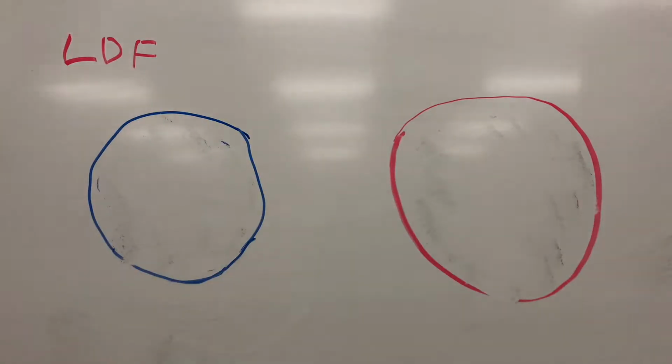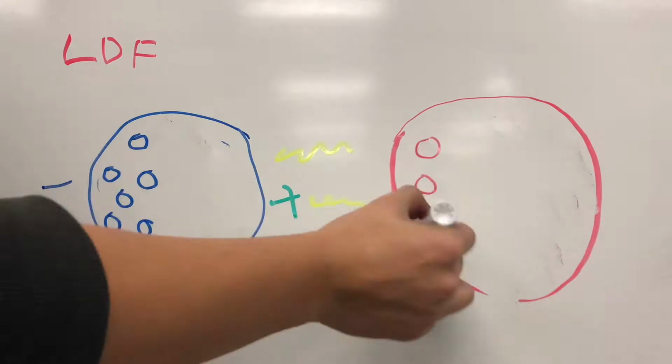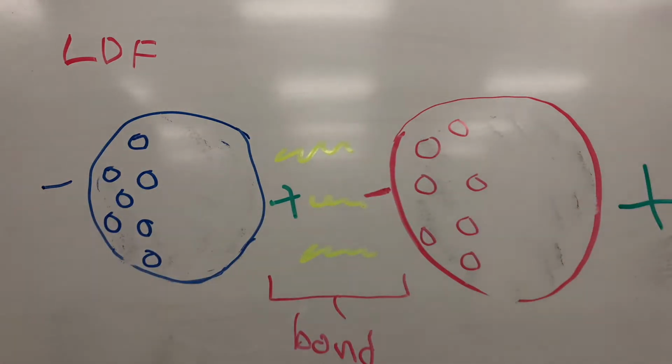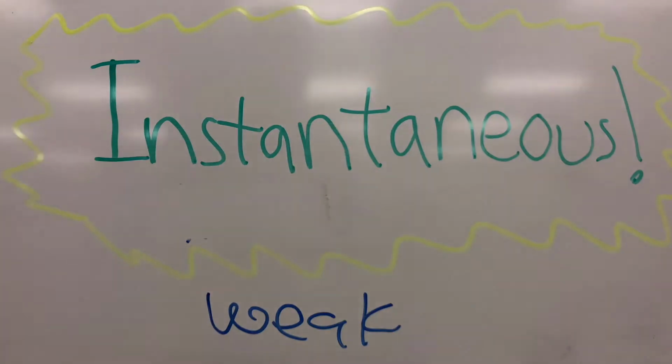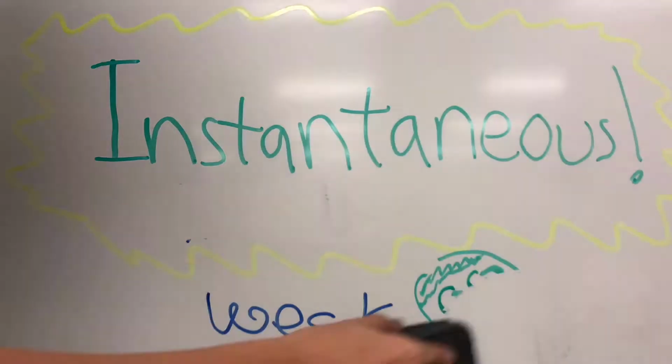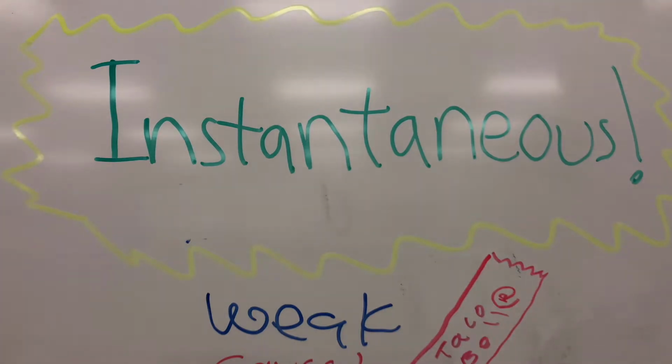The significance of the randomness is that at certain moments, groups of electrons may shift to one side, causing an instantaneous dipole. London dispersion forces come into play when a negative instantaneous dipole is attracted to a positive one. Here are some important things to remember about London dispersion forces.